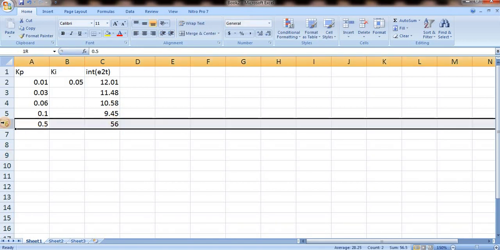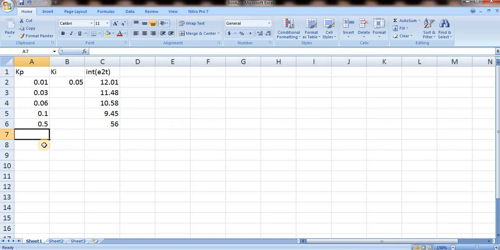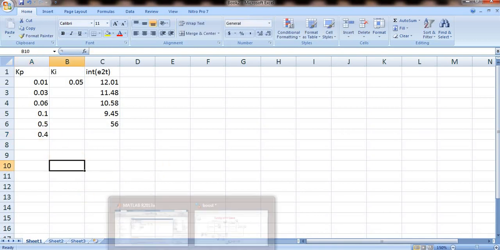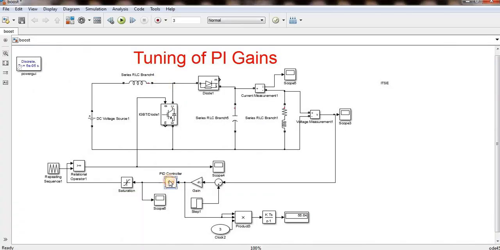So this is not the best value. So the best value is between 0.1 and 0.5. So I will reduce it to 0.4. Maybe this is at 0.4. So again I will run the model with 0.4.